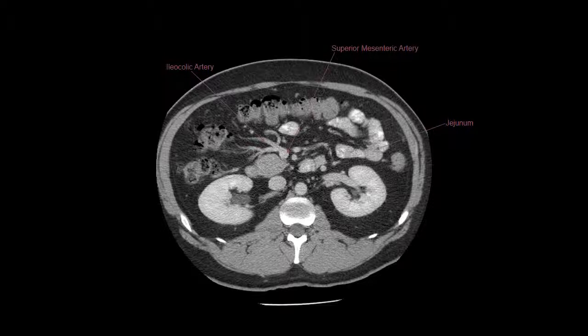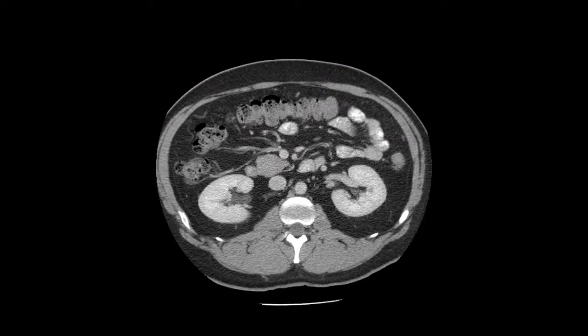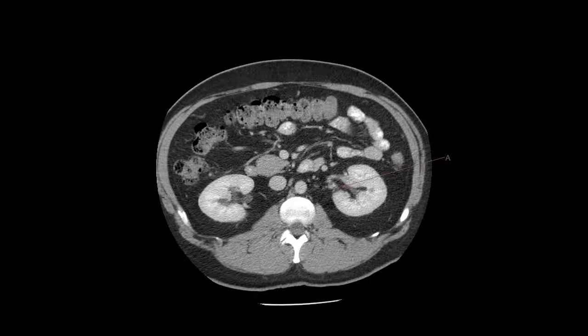You've got iliocolic artery coming off the superior mesenteric artery. Again, this is colon because it's got all the dried out stool, so to speak. So there's your transverse colon, and then here's your ascending colon still. What is A? What do you think? So it's inside the kidney there. It's not a vascular structure because it's not lit up white. So there's your renal pelvis.